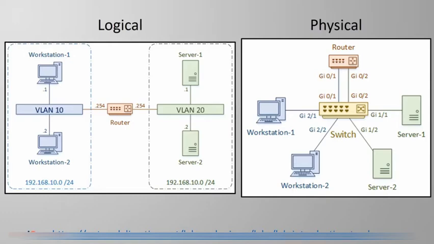Now that we're using VLANs, there's a lot happening inside the switches that we can't physically see. So we use a separate logical diagram to explain what's happening internally. From these 2 diagrams, we can see that we have 2 workstations on VLAN 10 and 2 servers on VLAN 20, and a router joining the 2 VLANs. So in this lab, we're going to configure VLANs 10 and 20 and put all of these devices inside them.